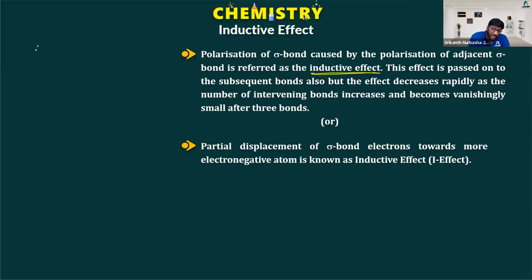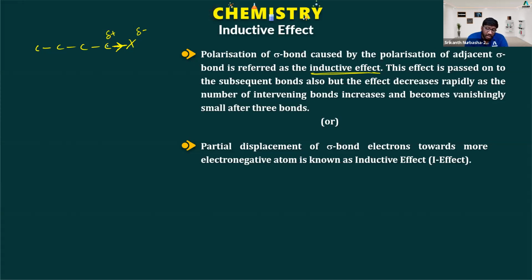That means you consider the system carbon, carbon, carbon, carbon connected to some halogen atom like X. The carbon-halogen bond will have 2 electrons. The shared electrons present between carbon and halogen are moving towards the halogen, generating partial negative on halogen and partial positive on the carbon. I have just taken halogen because it is more electronegative.